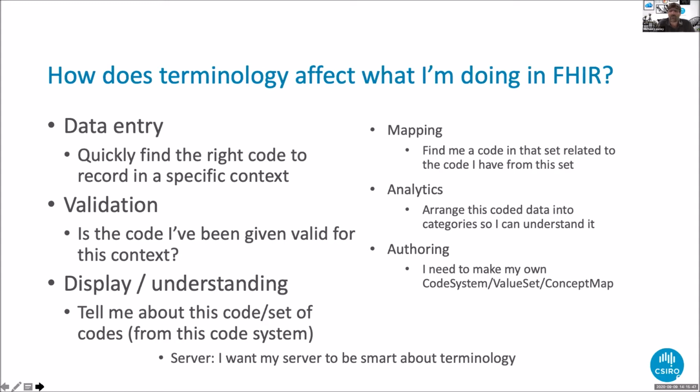If you have codes from multiple code systems, you may need to do mapping. So you may need to find codes from one code system that relate to codes in another. When you're doing analytics, you're likely to want to aggregate up detailed or fine-grained codes into broader categories. So grouping codes together is another action you might want to perform.